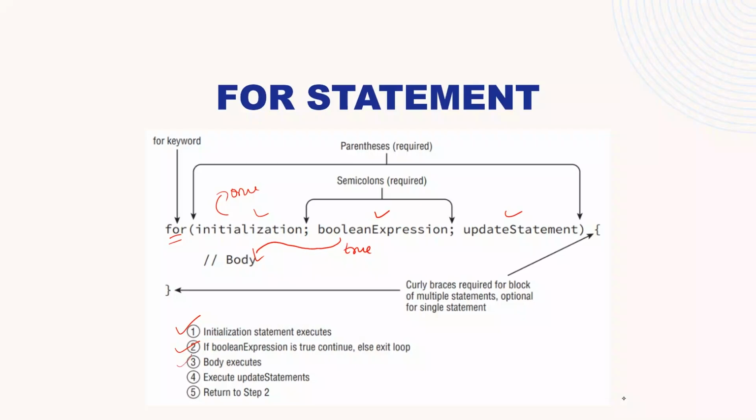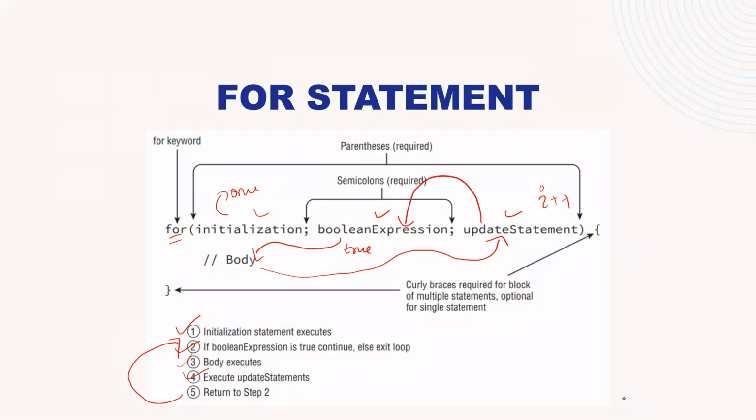Then after the body finishes executing, we go back to the update statement. Some kind of updation happens. For example, you have an iterator variable, and you do an I++. After executing the update statement, you return back to statement number 2 and check again whether the Boolean expression is true or not. So this is how it happens.